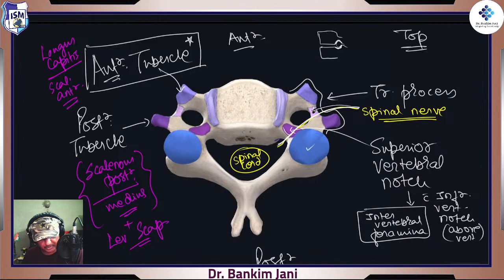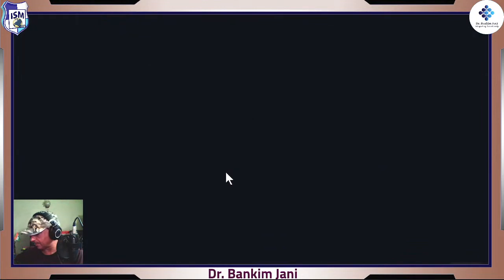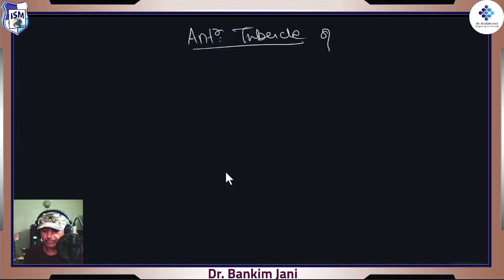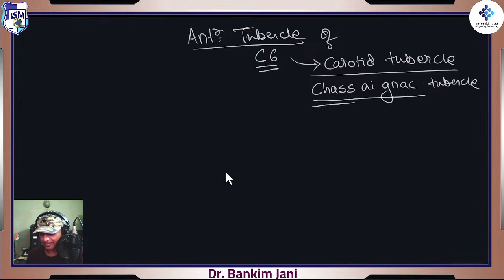Okay, now we were talking about the anterior tubercle, right? So let's talk something about it, because it is actually very, very interesting. The anterior tubercle of C6 only. And why so? Because C6 is also called the carotid tubercle. So that means there must be a structure with the same name nearby. Yeah, it is there. And there is one another name. It's a very stylish name, so good to remember. It is called the Chassaignac tubercle. Name of a person.